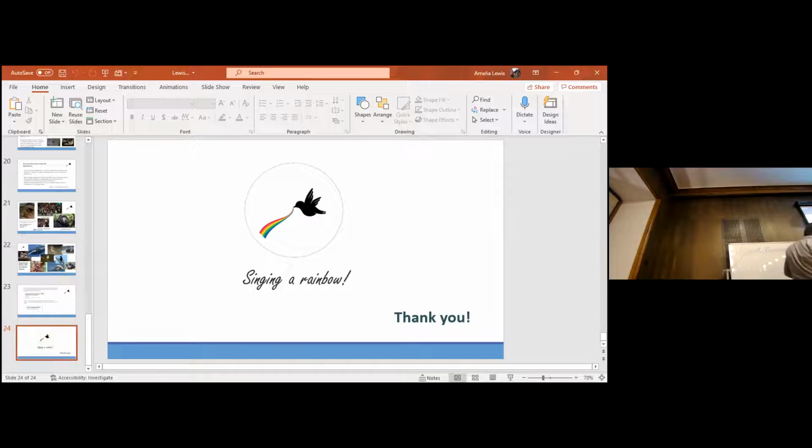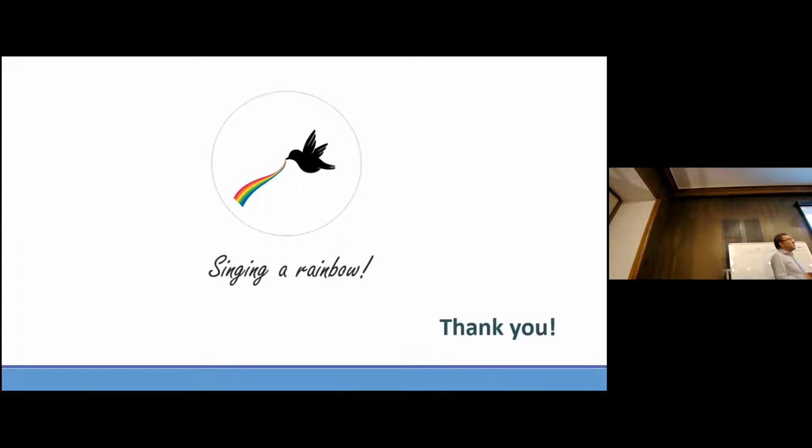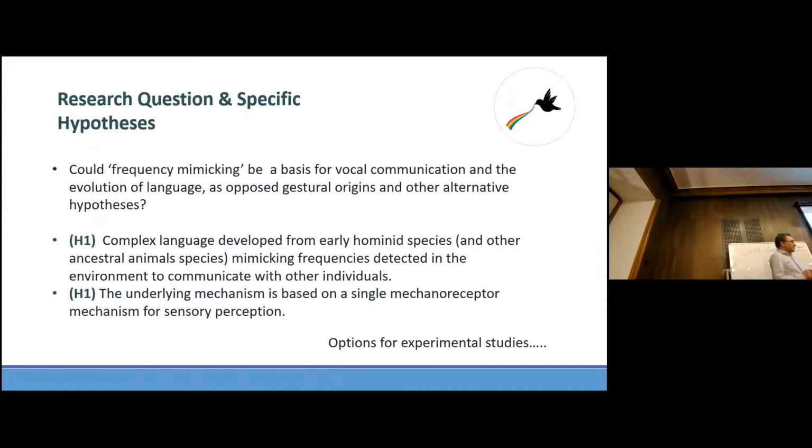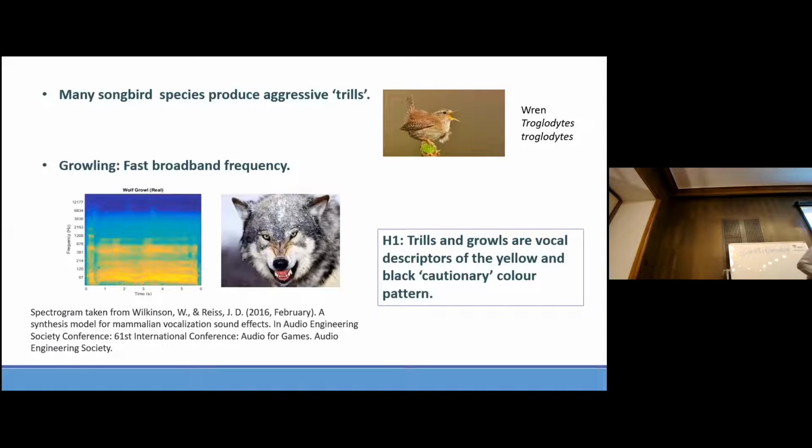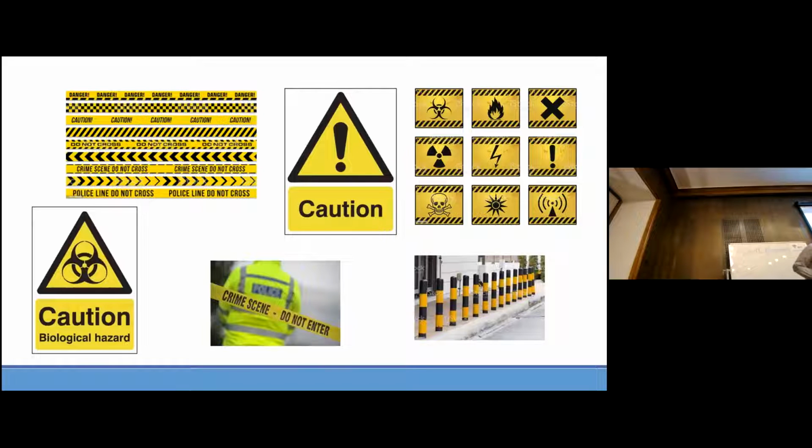I have a question out of curiosity. Could you go back to the slide where you show the warning signs, all of which are yellow and black? I was wondering whether you have looked into the cultural implications. Are, for example, those signs in Japan of the same color?